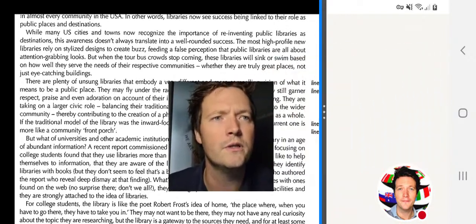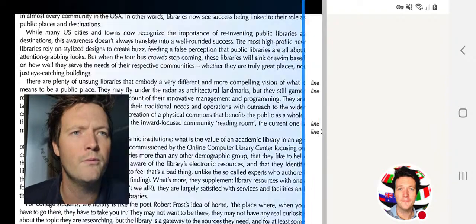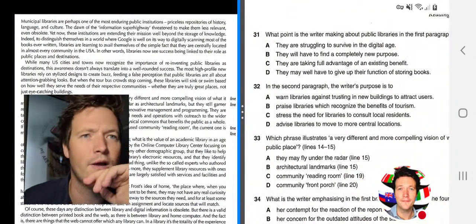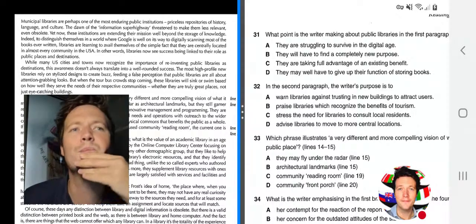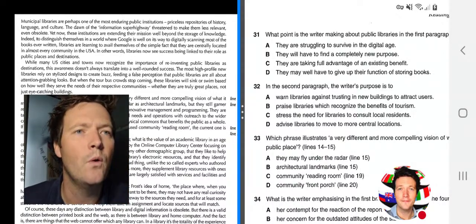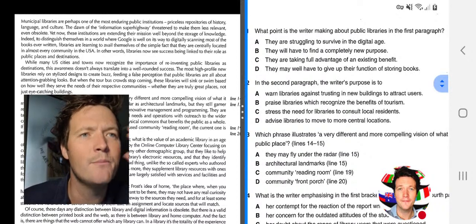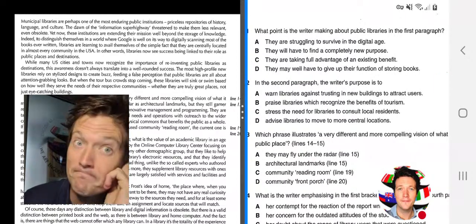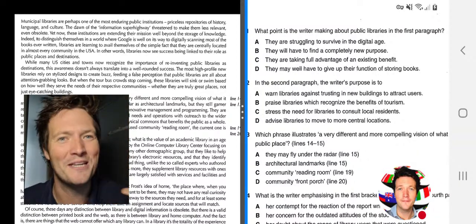Now let's have a look at the options that they give us. So we were thinking about what is the purpose that the writer has in this second paragraph. So in 32, the options are: he wants to warn libraries against trusting in new buildings to attract users. That sounds pretty good to me, right?